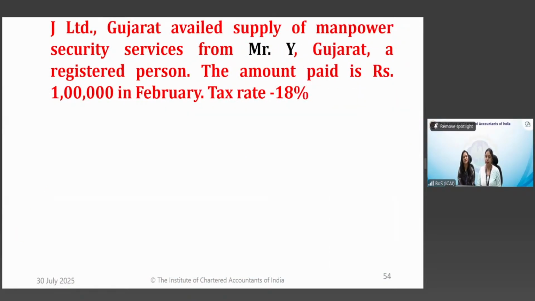Next question. J Limited, Gujarat, availed supply of manpower security services from Mr. Y, Gujarat, a registered person. Amount paid is rupees 1 lakh in February. Tax rate is 18%. After seeing manpower security services, something will strike you. Definitely all of you will be redirected to a particular provision, and you will be able to identify that provision, I'm very sure. But exactly when that provision is applicable, we don't want to give you any hint for that, we want you to attempt that question on your own.